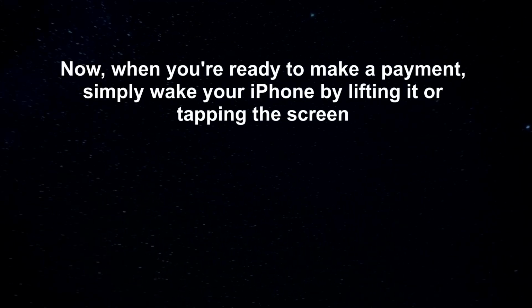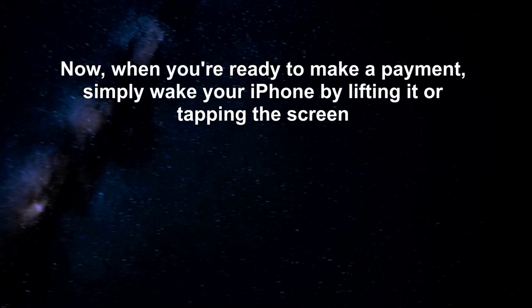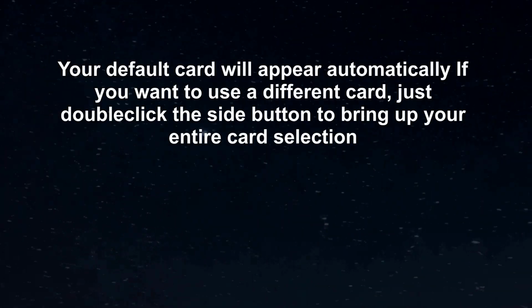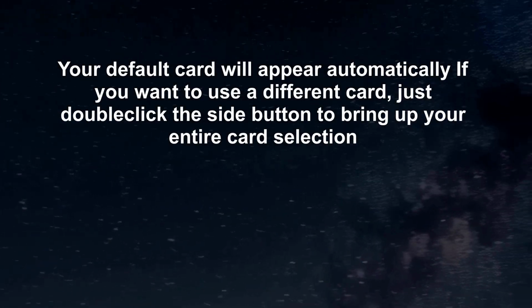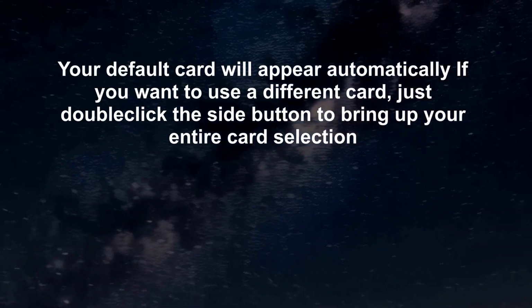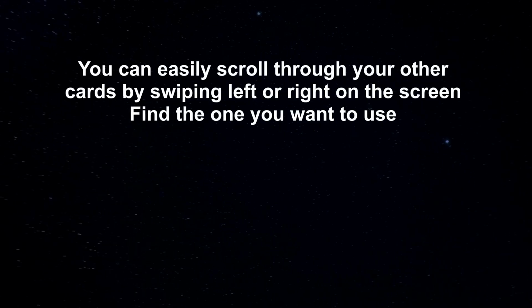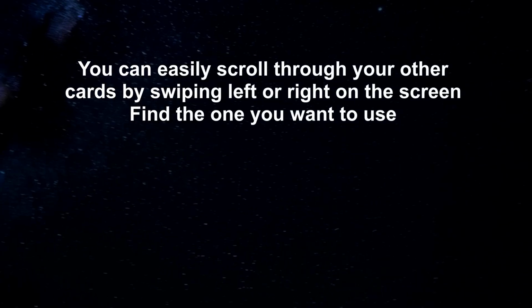Now, when you're ready to make a payment, simply wake your iPhone by lifting it or tapping the screen. Your default card will appear automatically. If you want to use a different card, just double-click the side button to bring up your entire card selection. You can easily scroll through your other cards by swiping left or right on the screen.